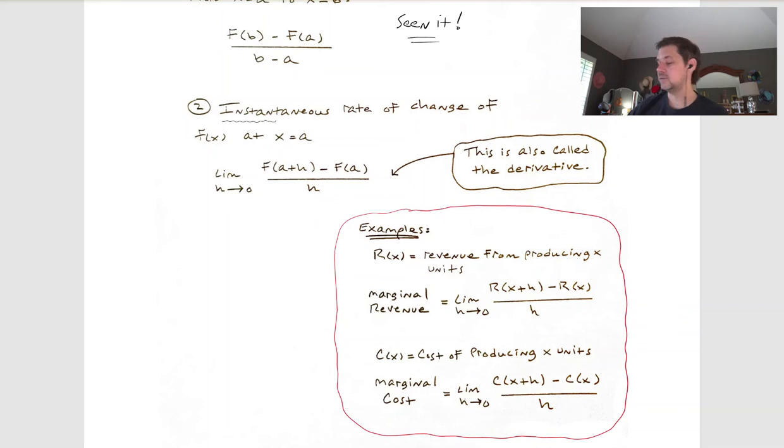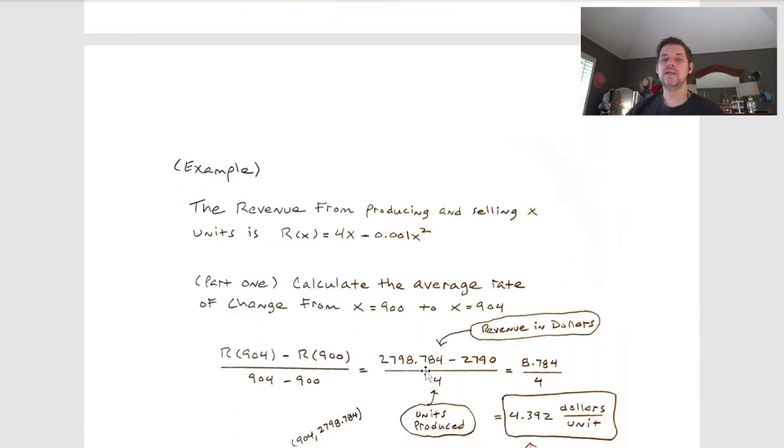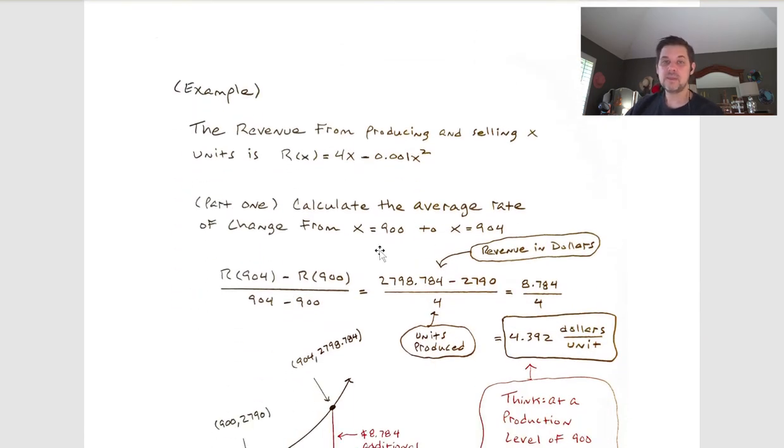All right, now, so those are two examples that we'll become familiar with in our class. Marginal revenue and marginal cost are each an instantaneous rate of change of either the revenue function or the cost function. So in this video, we'll explore the revenue function, but anything I say about it could be adapted to be about the cost function and the marginal cost. All right, so let's do an example. Suppose that we have a function that measures the revenue from producing and selling X units of some product, and it is R of X equals 4X minus 0.001 X squared.